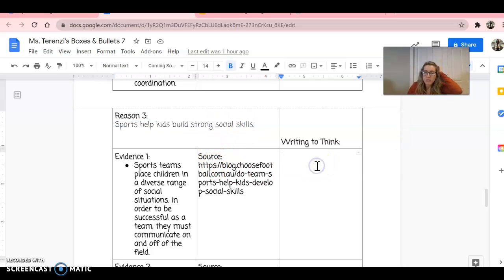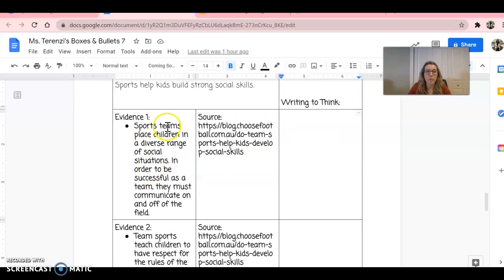So what I'm going to do is show you how I go through and write to think or unpack these quotes. So let's look at my first piece of evidence that supports the fact that sports help kids build strong social skills. My piece of evidence says, sports teams place children in a diverse range of social situations. This means that they are in lots of different social situations when they're on a sports team. In order to be successful as a team, they must communicate on and off the field.